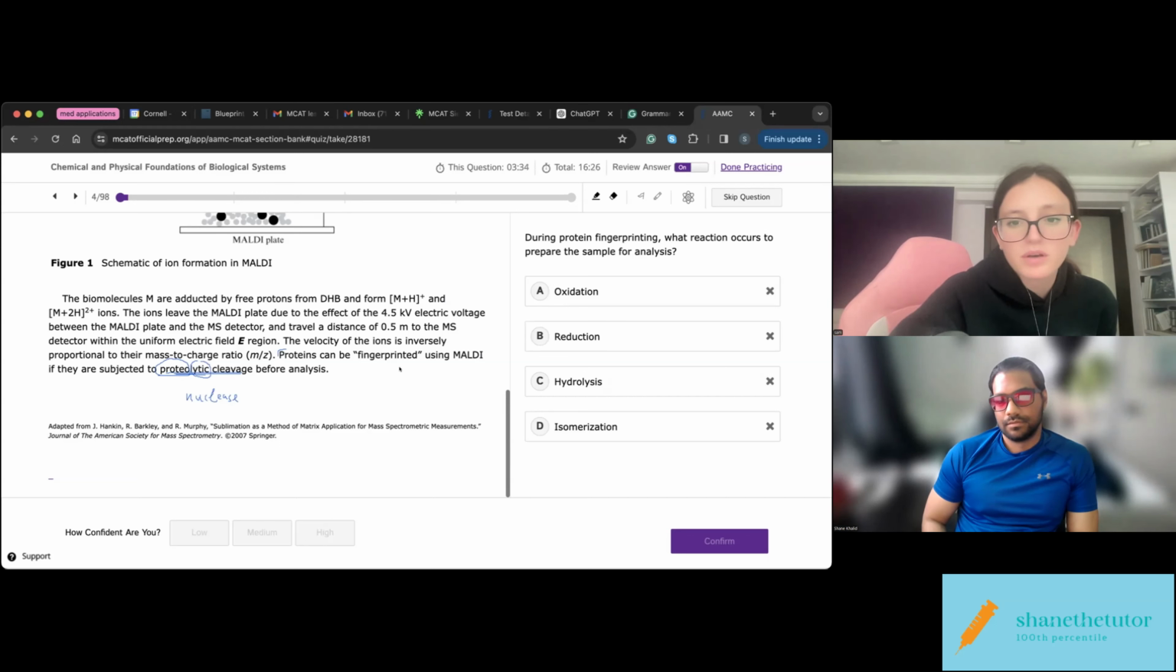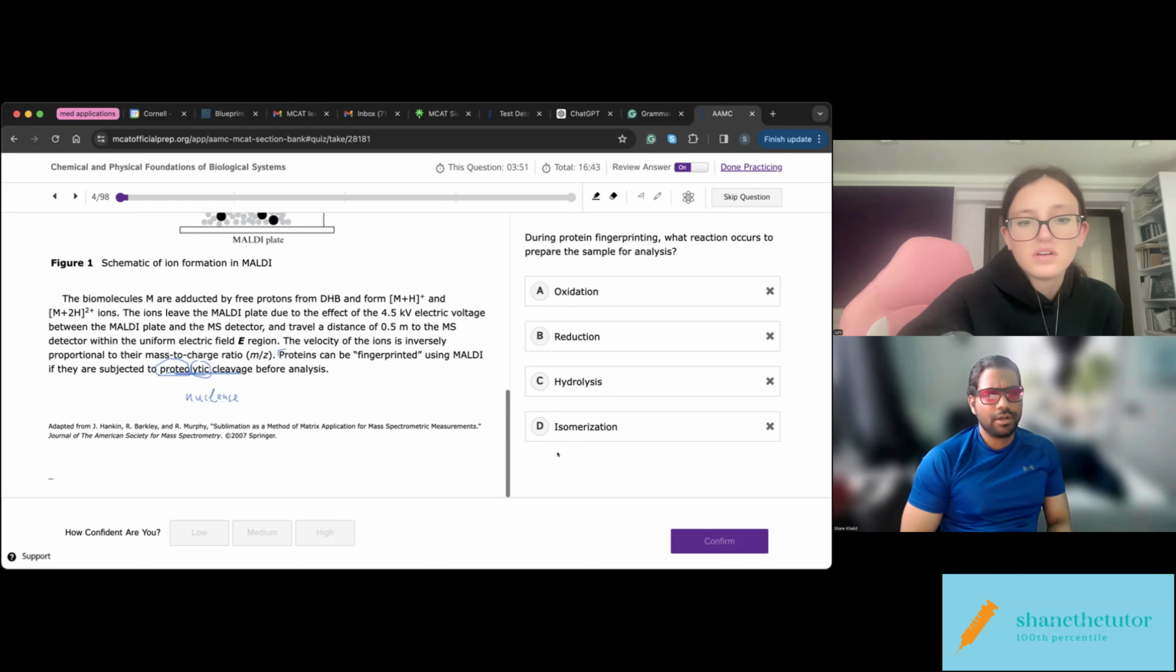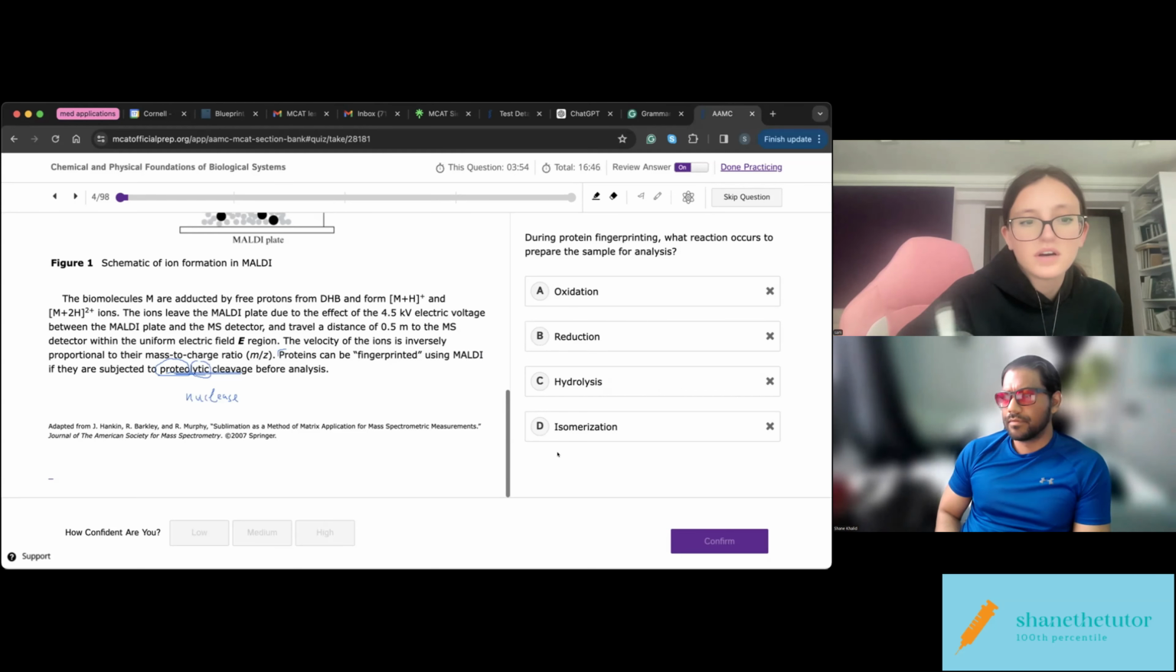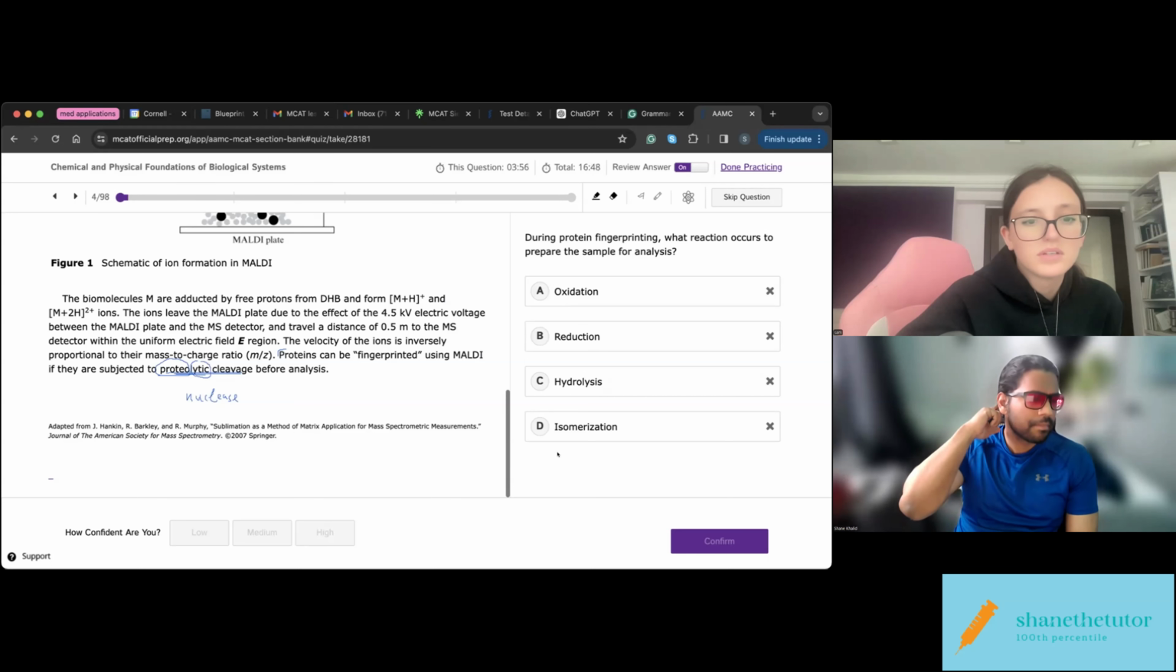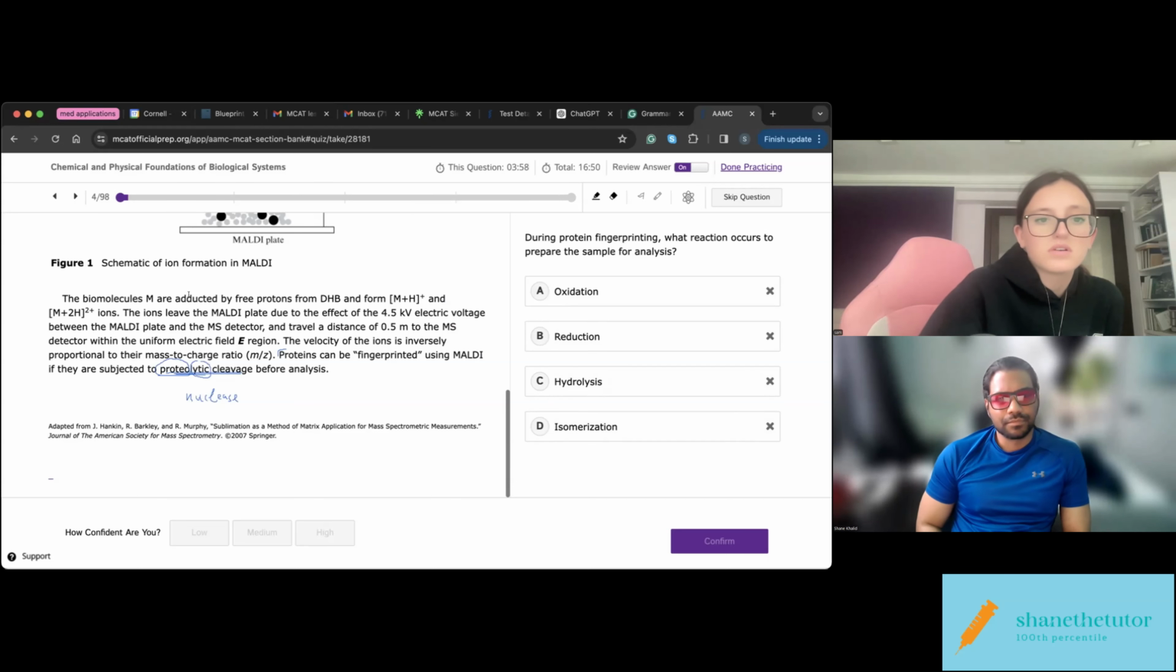So if it's breaking something apart, then it doesn't have to do with oxidation. It doesn't have to do with giving it a charge. When you say charge, velocity of the ions is, or no, it does, because that's what this whole thing is talking about, the free protons and ions. So is it ionization? It's not an option.